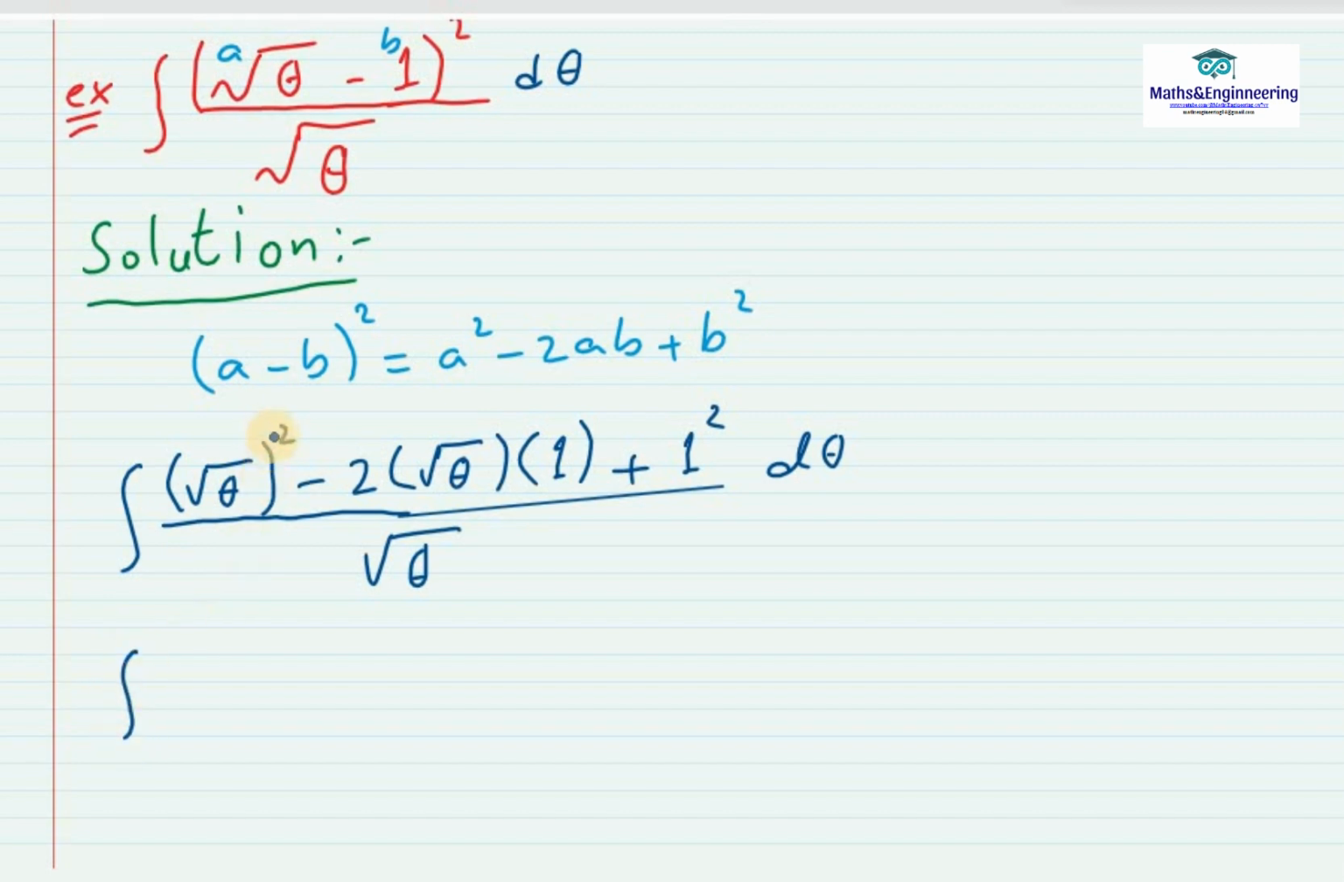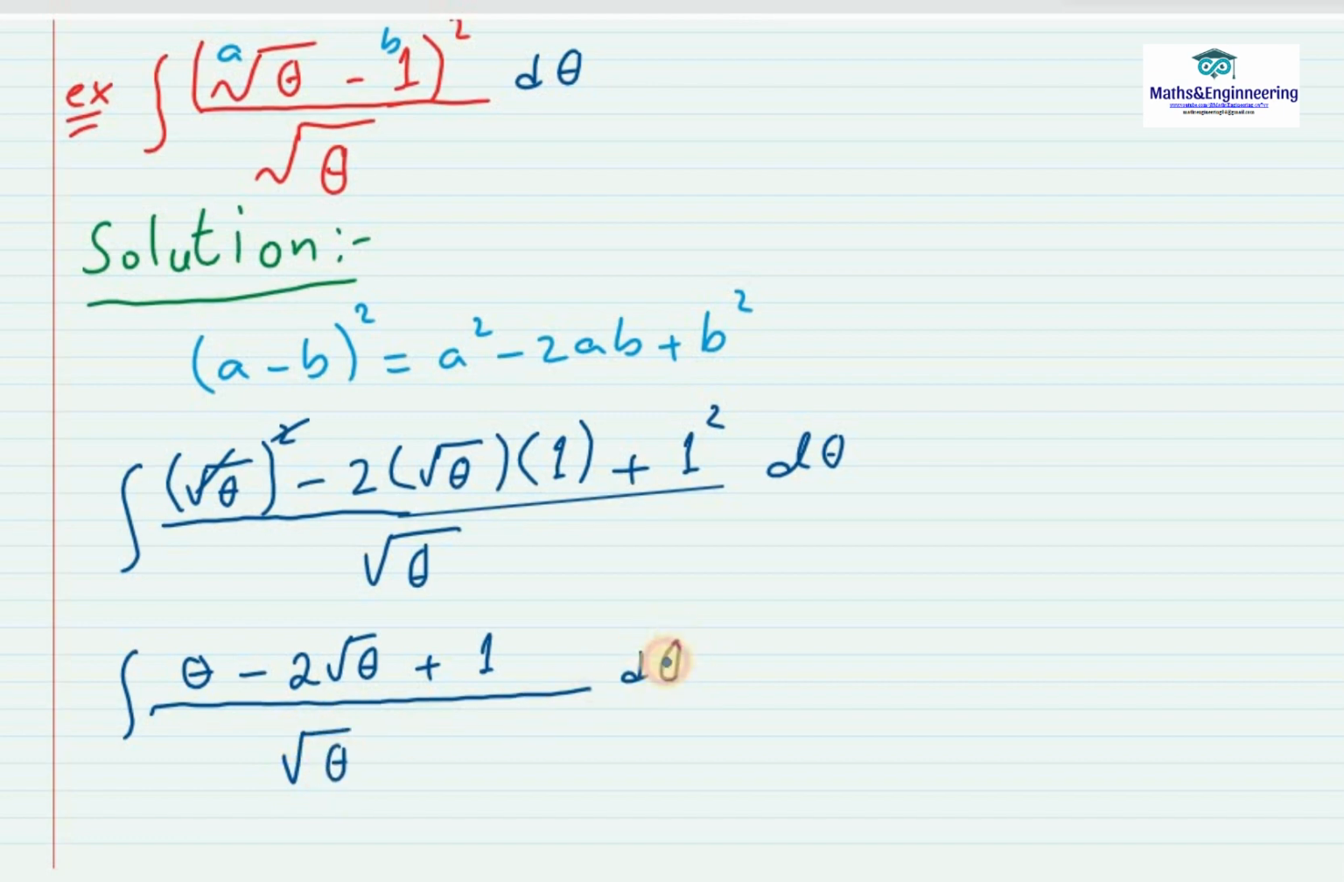So we cancel out the square and under root and get just theta. When we multiply 2 under root theta and 1, we will get 2 under root theta, and the square of 1 will be 1, whole divided by under root theta and d theta.